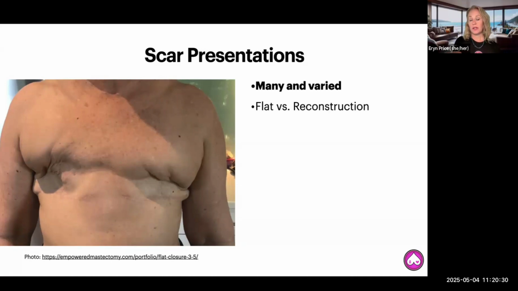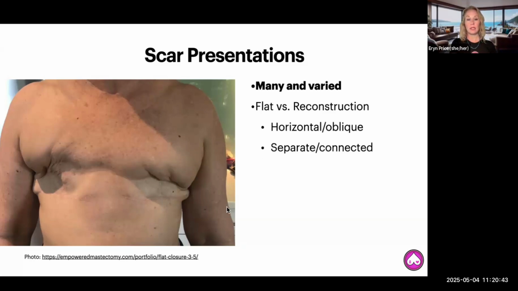Scar presentations are many and varied. It depends on whether they stay flat or they get reconstruction. So what you've seen here, this is horizontal scars. The lady on the previous slide, she had oblique. Sometimes they are separate, like this is separate, but sometimes they actually go all the way across and they are connected, or they just have like half an inch of unconnected tissue here, like a little isthmus between two legs. So the scar comes almost all the way across, but not quite.